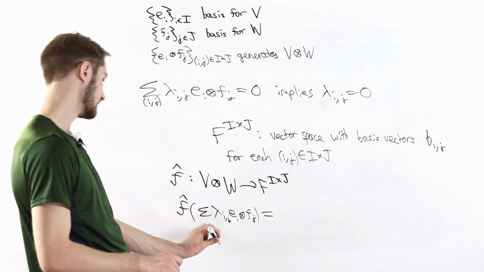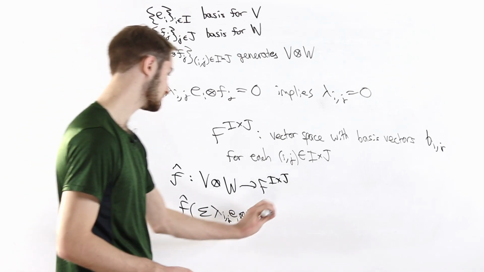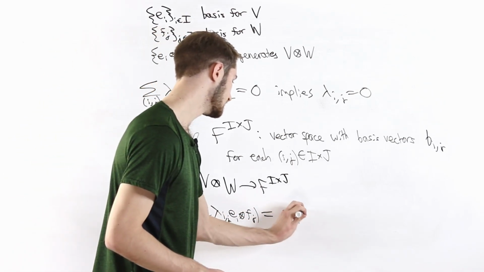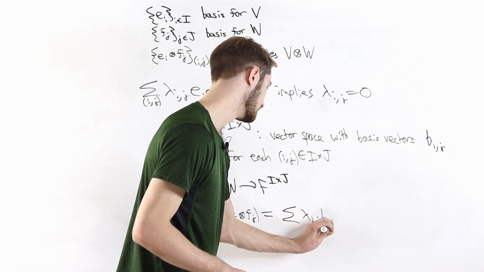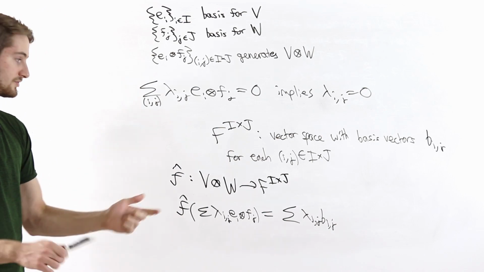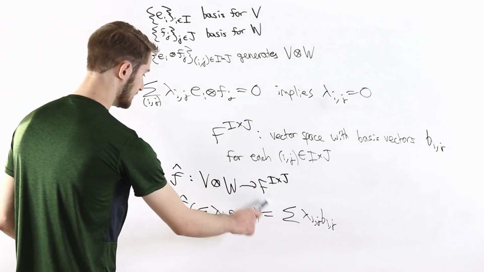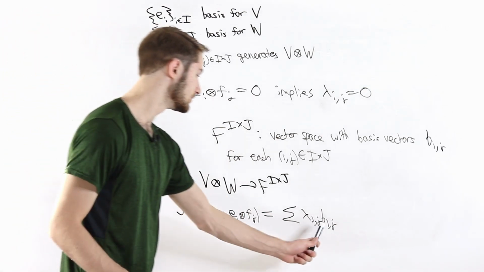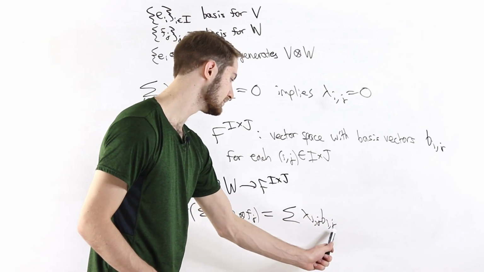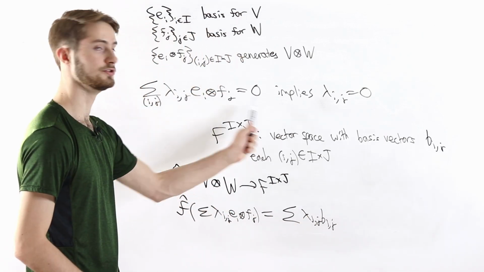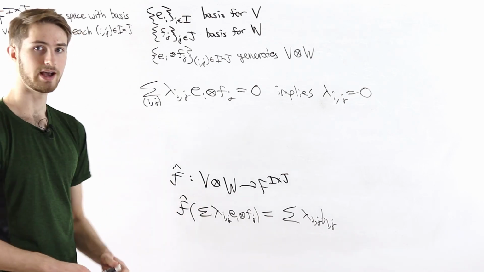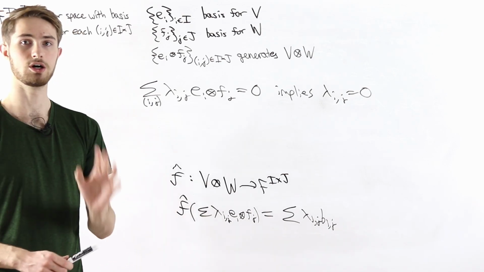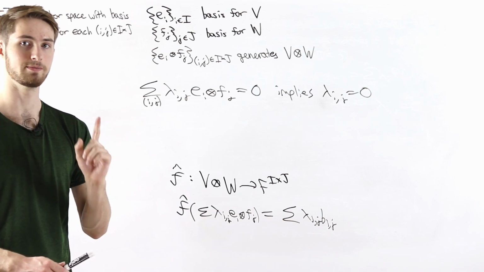So this is our element of the tensor product, and I want to send it to this vector space by moving this element of the tensor product to the sum of lambda_ij times b_ij. So what we're essentially doing is sending each pure tensor, e_i tensor f_j, to the basis vector b_ij in this new vector space. Now let's suppose that this function f hat is well defined. And let's also suppose that it's a linear map.